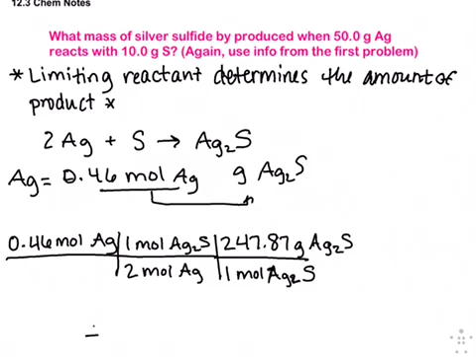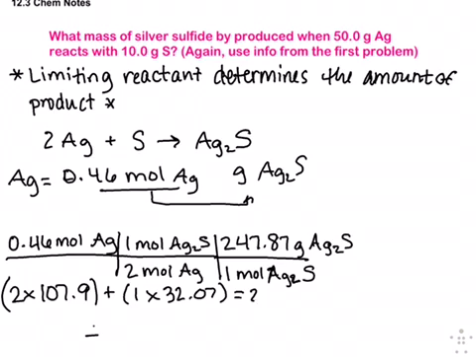To get your mass of silver sulfide, you take 2 times the mass of silver from the periodic table, which is 107.9, and add that to the mass of 1 times sulfur, which is 32.07. Add those together and you'll get 247.87. Do you remember doing that in a couple assignments ago? Yeah. Okay, yep. So then when you do that, you get 57.01 grams Ag2S.